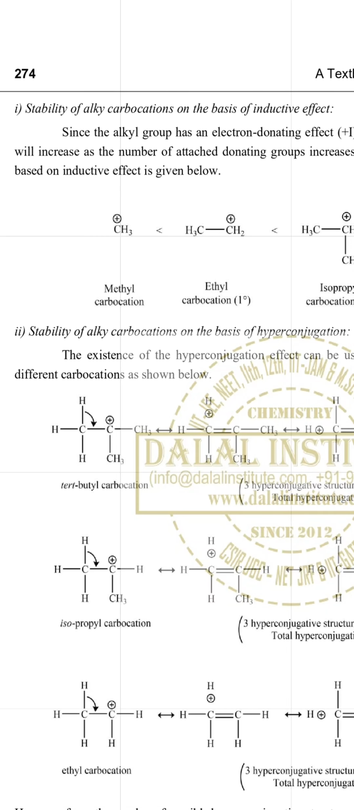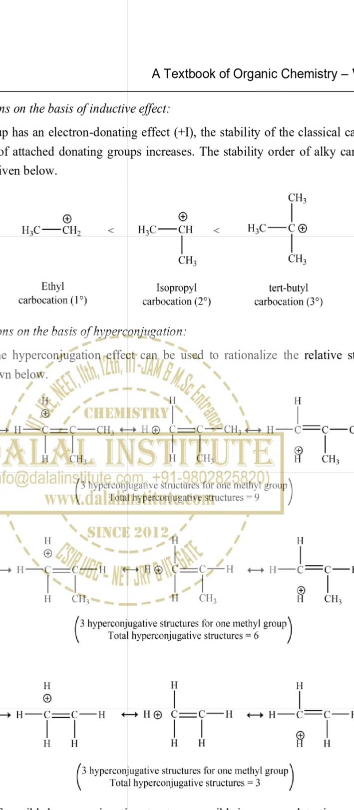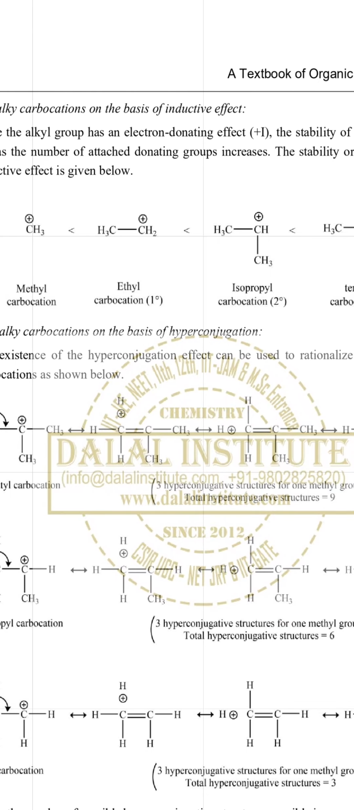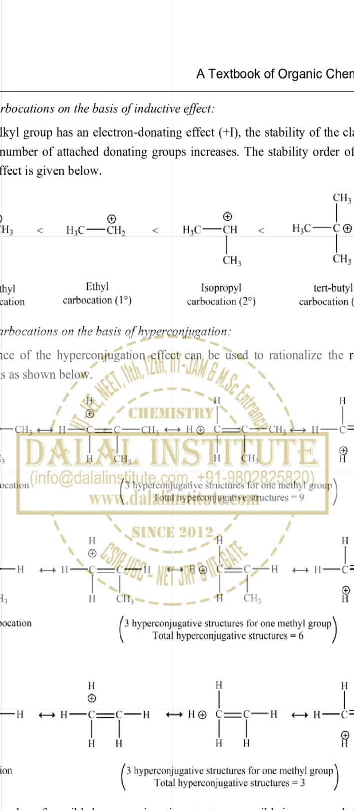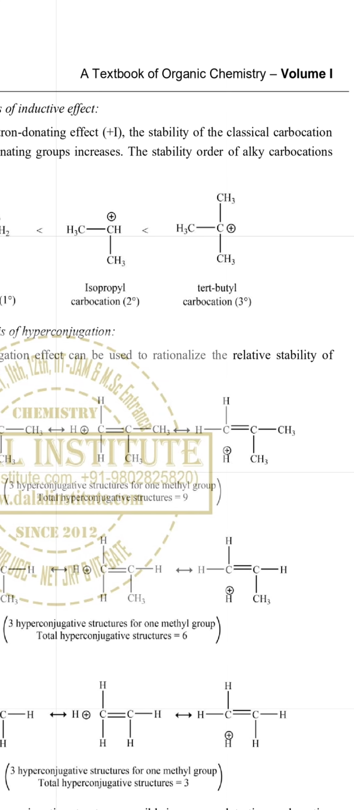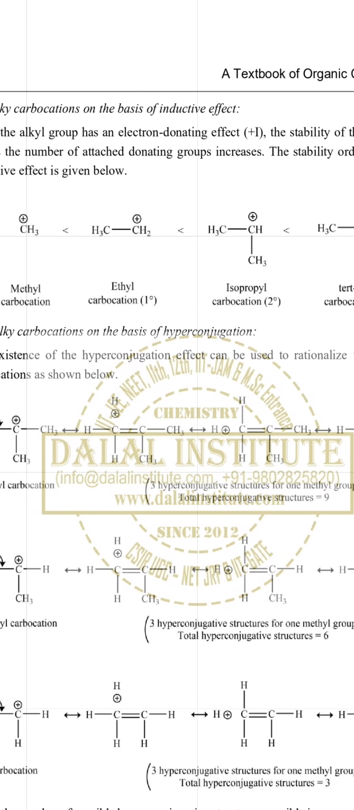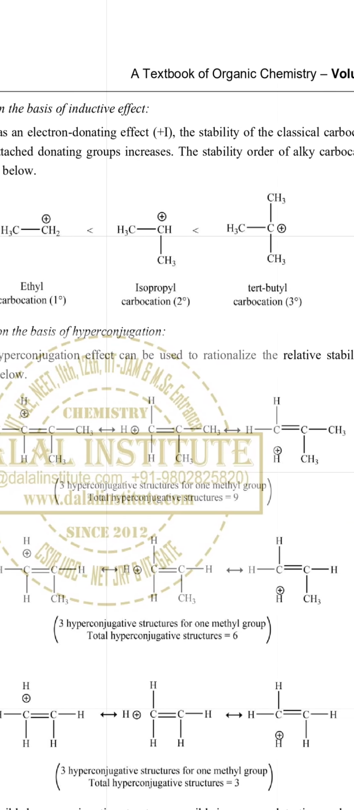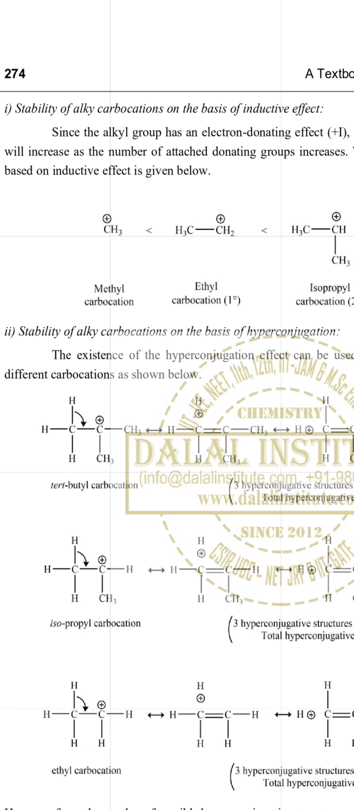Now you can see the stability of alkyl carbocation on the basis of inductive effect. So tert-butyl is more stable than isopropyl, then ethyl and then methyl. Since alkyl group has an electron donating effect, that is the plus I effect, the stability of classical carbocation will increase as the number of attached donating groups increases. The stability order of alkyl carbocation based on inductive effect is given here.